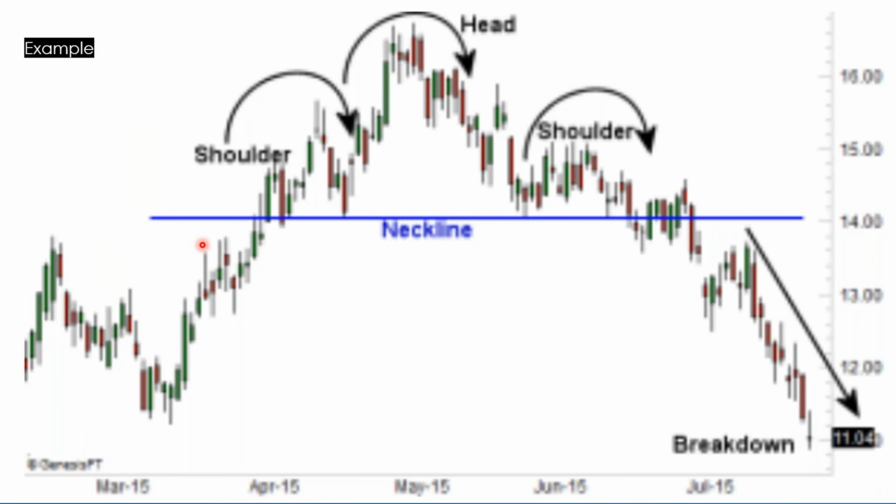This is another example of a chart. This is a shoulder, this is the head, this is the shoulder, and then when we break, we go in the down direction with the target of the same amount of pips from the neckline to the tip of the head. Okay, so let's move on.